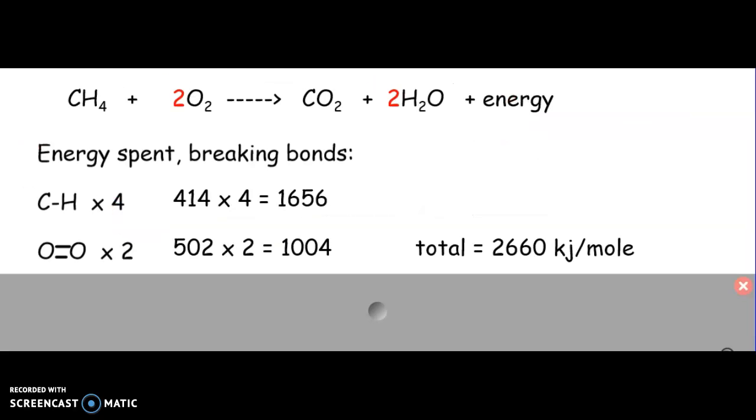Do the calculation, we can go to our tables and find that the CH bonds have an average value of 414 units. There are four of them, so we're going to spend 1,656 units of energy breaking up the methane. And we also have two double bonds of oxygen. Each one costs 502 units of energy for a total of 1,004. So to completely break down everything on the reactant side, we'll need a total of 2,660 kilojoules per mole. That's these two numbers added together.